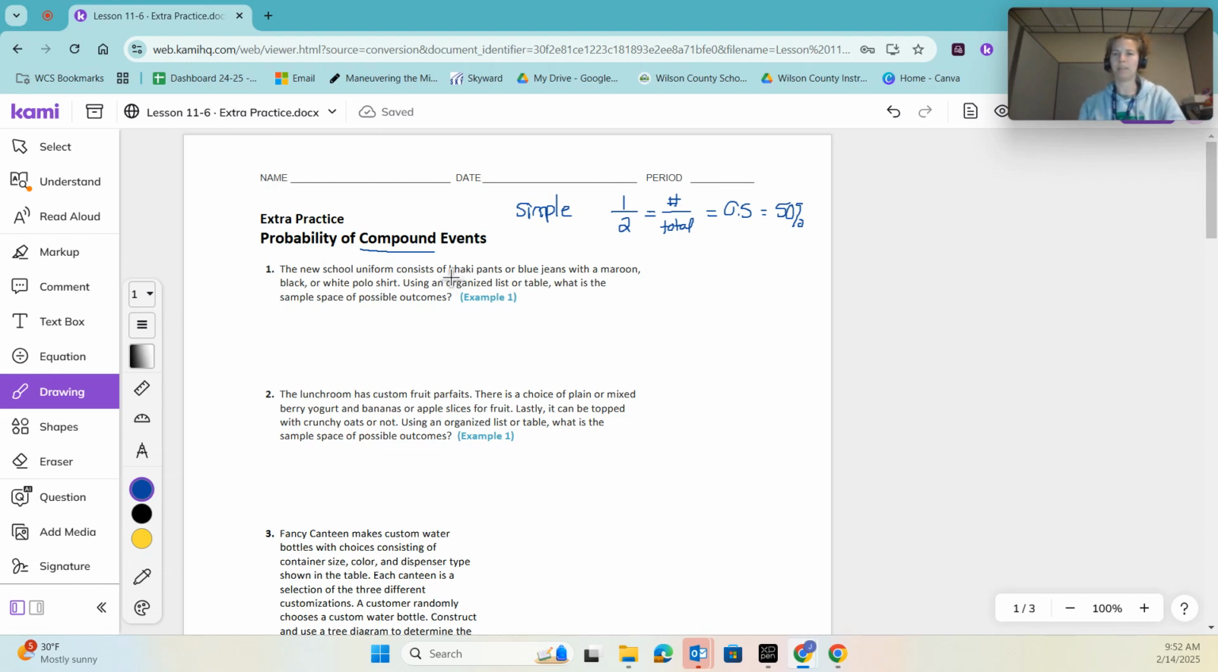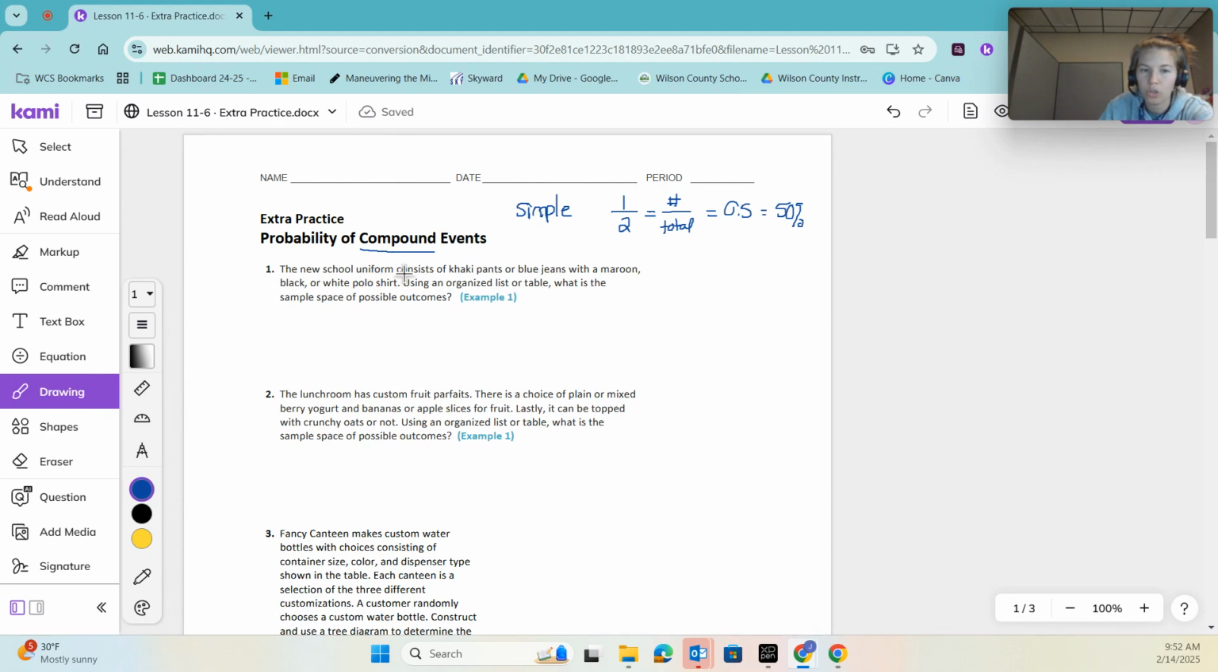Compound probability is looking at the probability of multiple things happening. So if you flip a coin and then roll a die, or flip a coin twice, or you have pants and shirts, what are the total possible outcomes of wearing khakis and a white shirt, that kind of thing. Compound is when we've got those multiples.